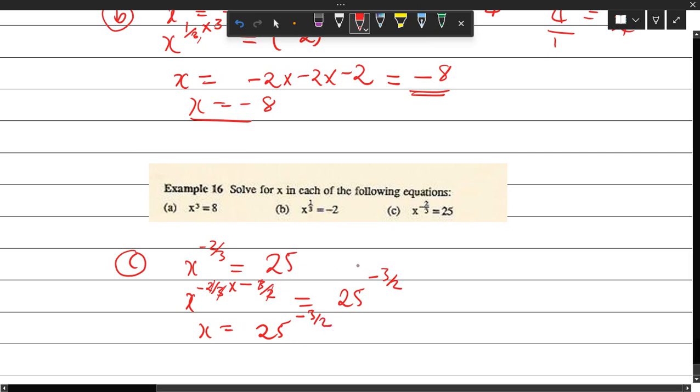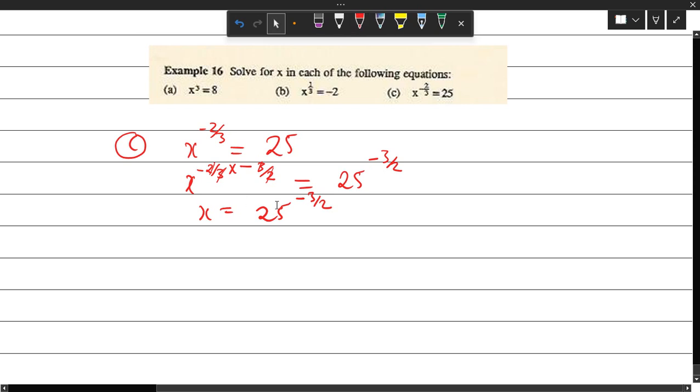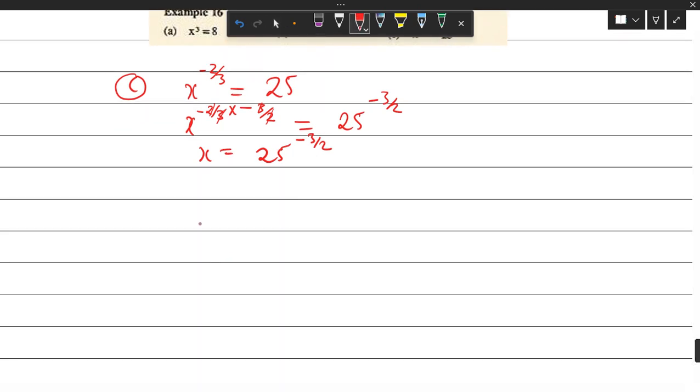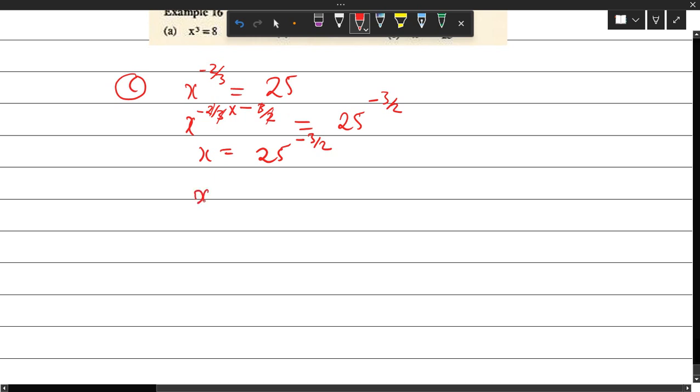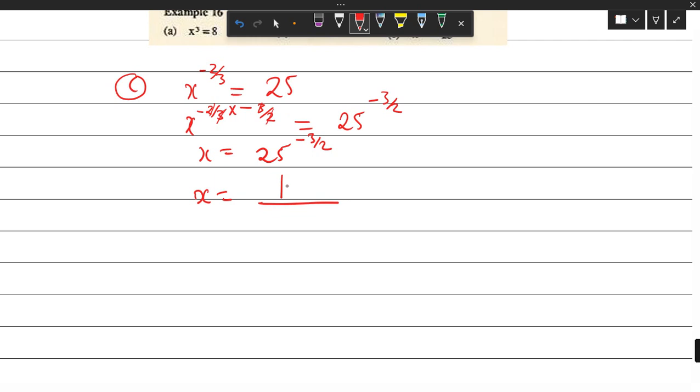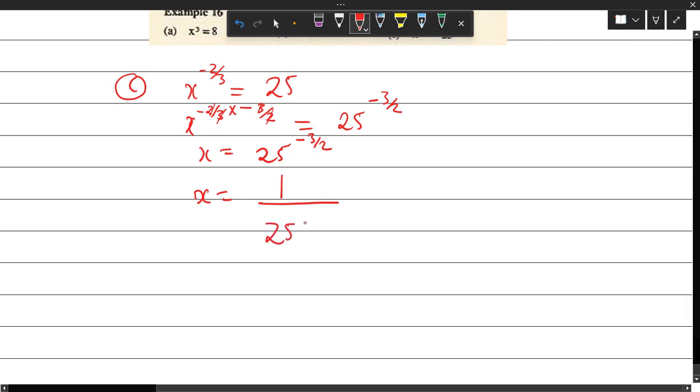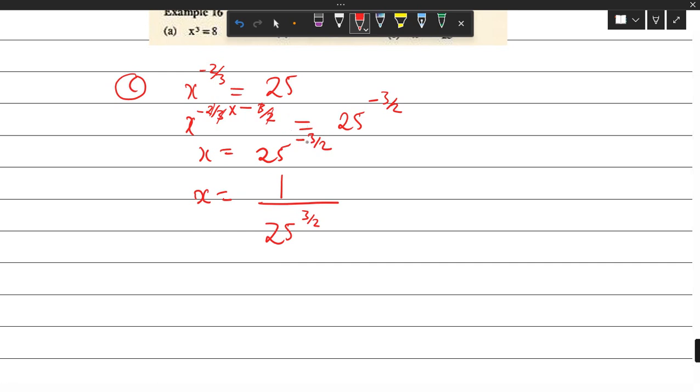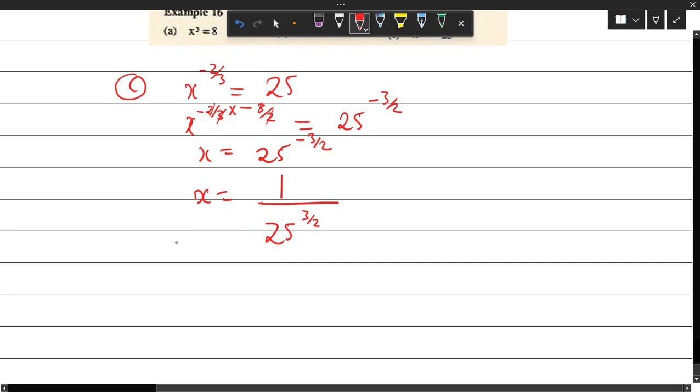So we can't solve with a negative sign as a power. So we need to convert it to a positive power. Those who remember, I said 1 over everything here. How do we get rid of the negative power? We say 1 over everything here. So it will be 25 to the power 3 over 2. So we have removed the negative because we can't solve like this. We need to take it to this form.